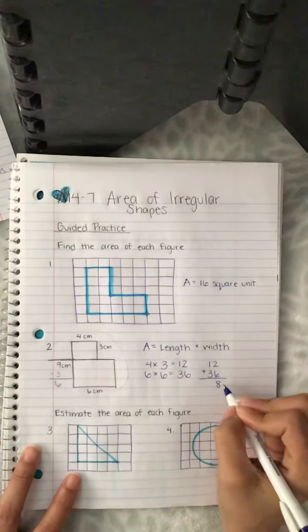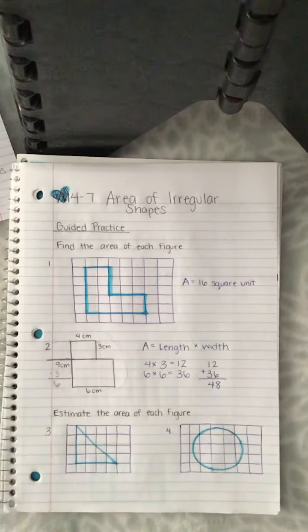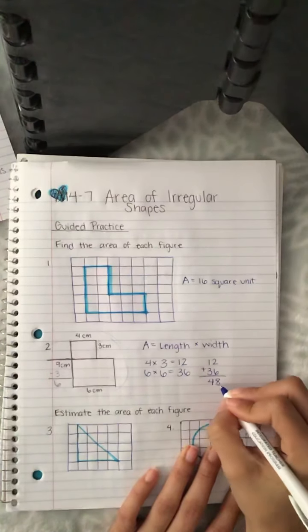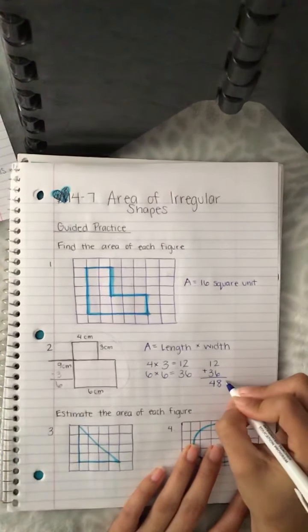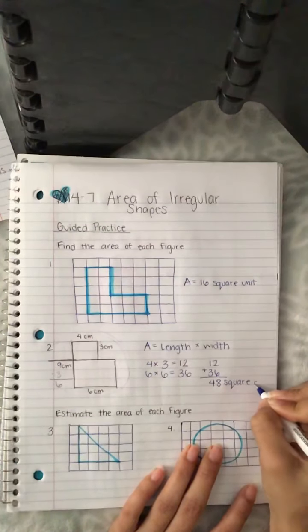6 plus 2 is 8, and 3 plus 1 is 4. So our area is 48, they use centimeters, square centimeters.